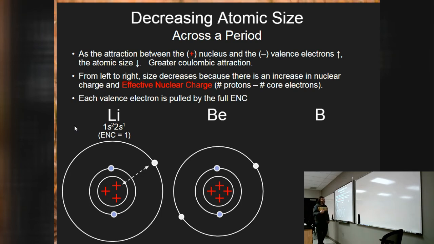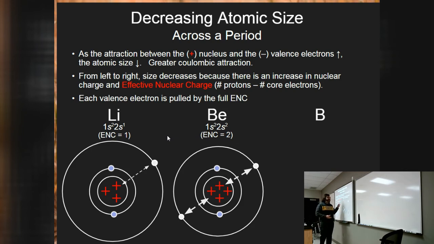If we do the effective nuclear charge, the number of protons minus your core electrons, it gives an effective nuclear charge of 2. 4 minus 2 is 2. And so again, this is a stronger pull from the nucleus on each of those remaining 2 valence electrons. And so that actually shrinks the atom a little bit. It's a little bit stronger attraction from the nucleus, and the atom gets smaller.